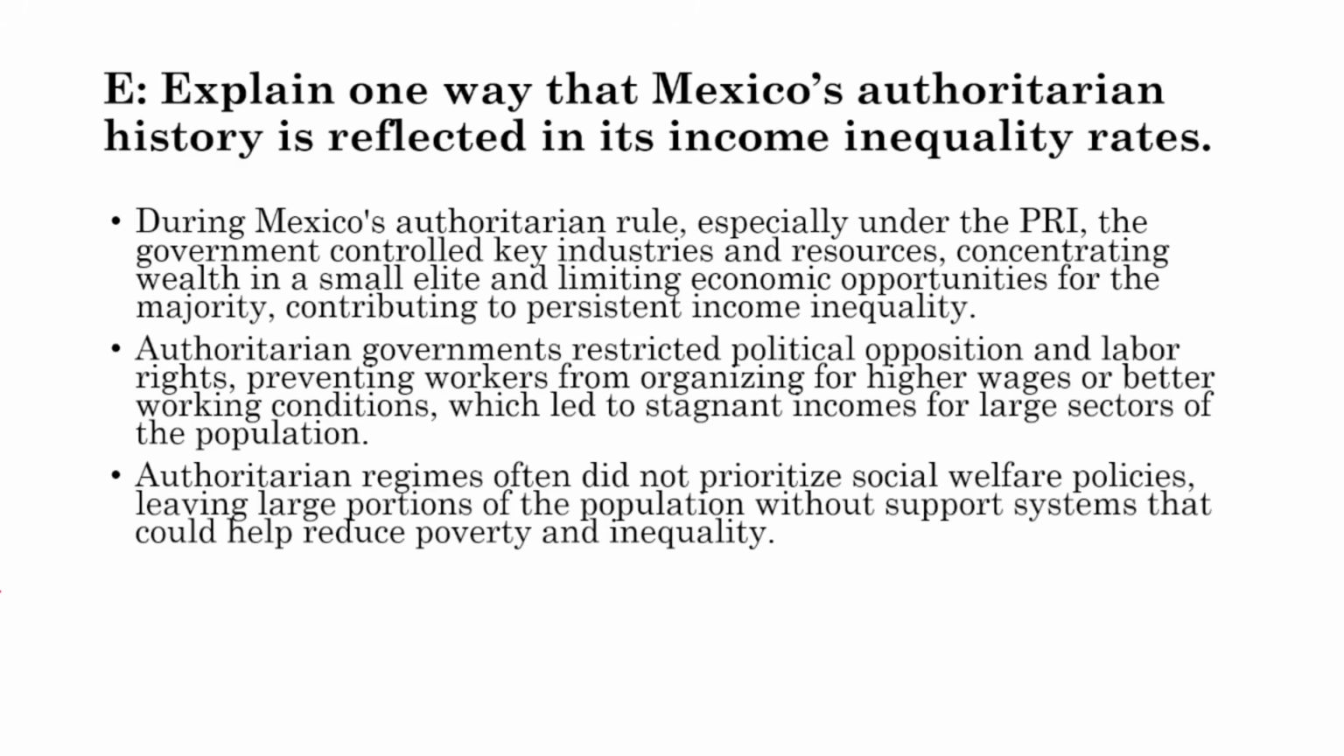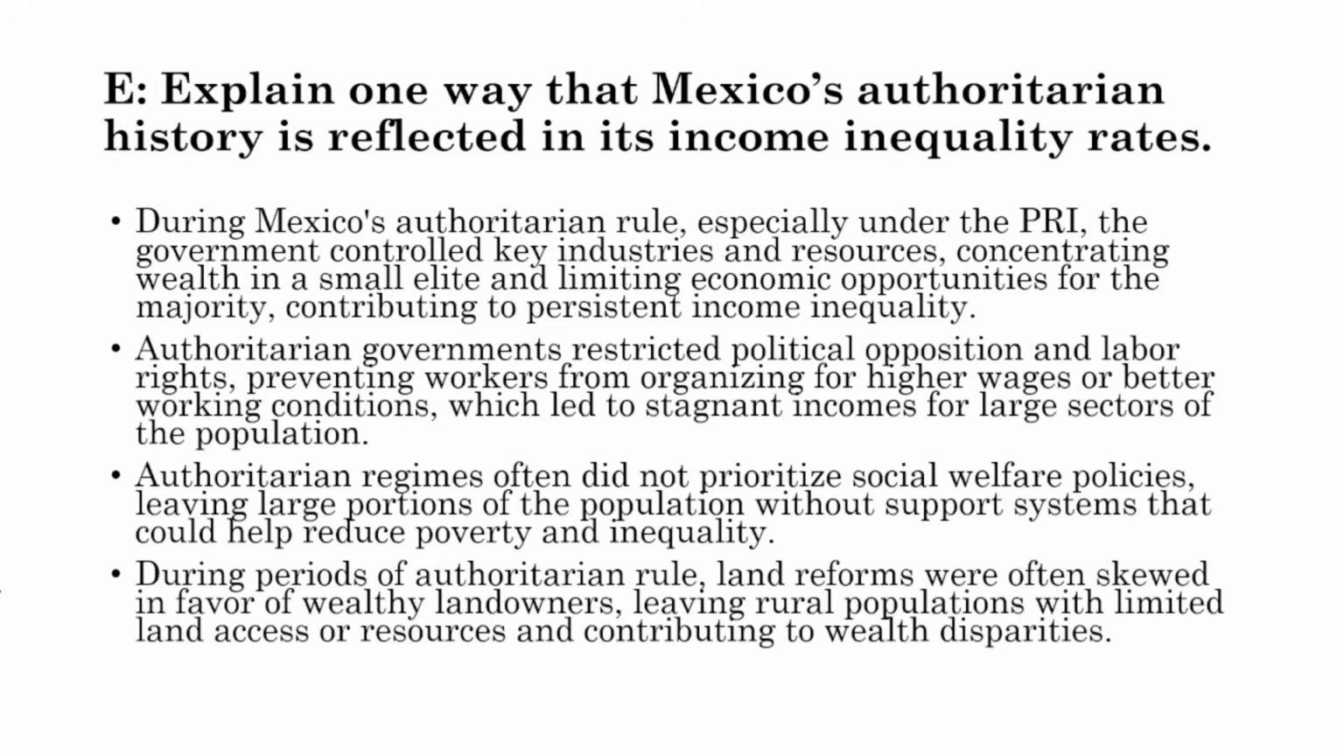Authoritarian regimes often did not prioritize social welfare programs, or they didn't produce social welfare programs, and we see that more in democratic regimes. That leaves large portions of the population without support systems that could reduce poverty and inequality. During periods of authoritarian rule, land reforms were often skewed in favor of wealthy landowners.